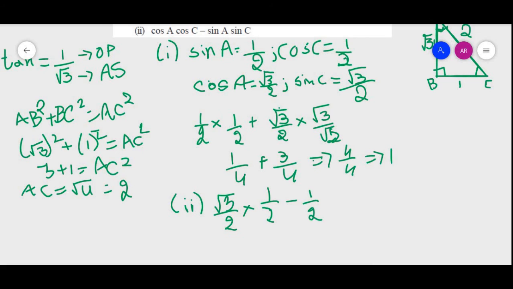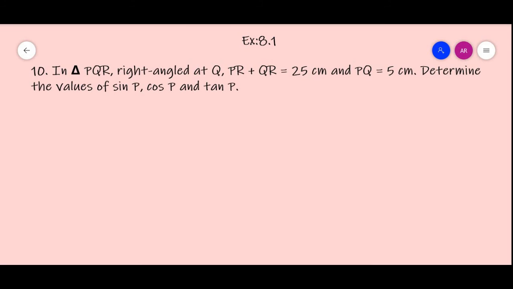1 by 2, and then sin C, it's root 3 by 2. So if we further simplify it, it's going to become root 3 by 4 minus root 3 by 4. So they both are the same, so if you subtract the same things, you're going to get 0. So the first bit we have got the value as 1, so the answer is 1. The second bit we have got the value of 0. So that's it. Cool. So this is question number 10 in exercise 8.1.